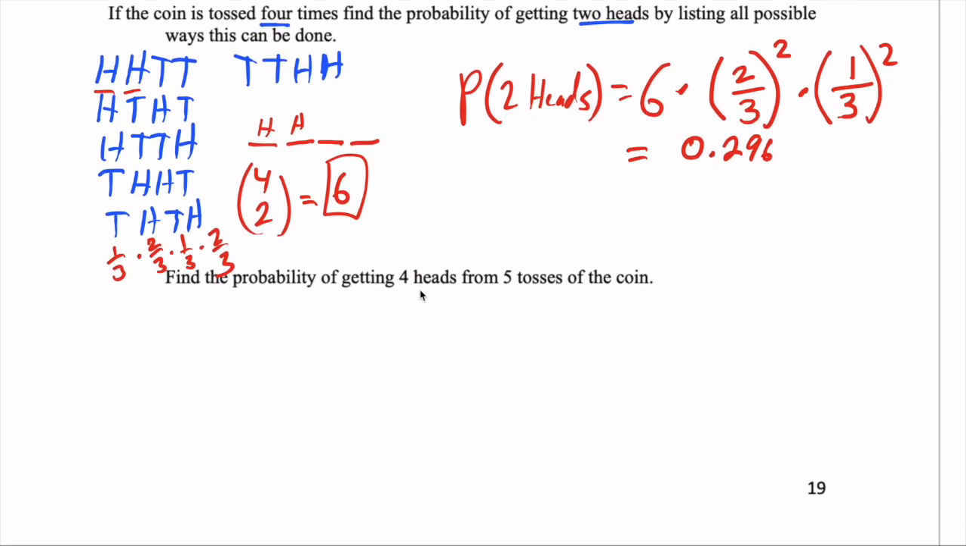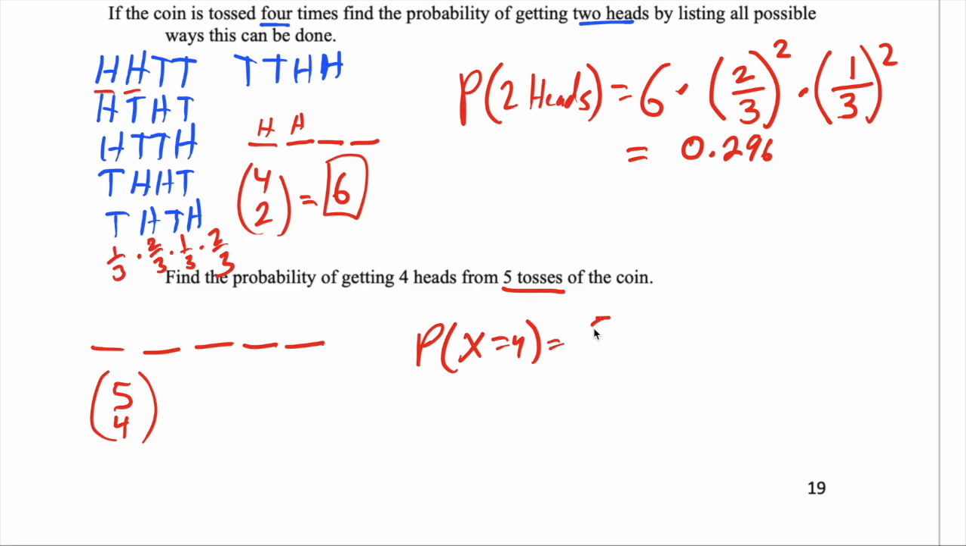Find the probability of getting 4 heads from 5 tosses. So again, we've got 5 possibilities, 4 heads. Well, there's 5 choose 4 ways to choose. Let's do it over here. There's 5 choose 4 ways to select the blanks for the heads. Okay, and then there's 4 heads.